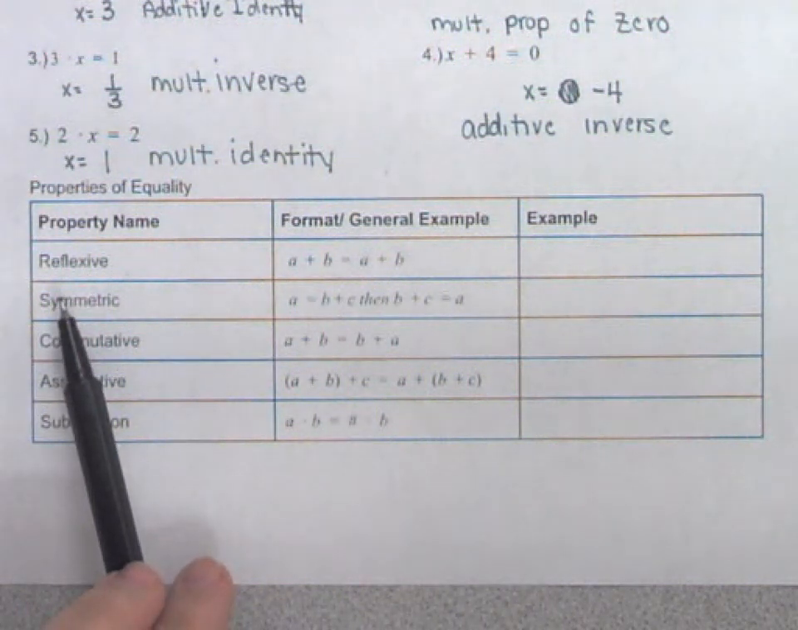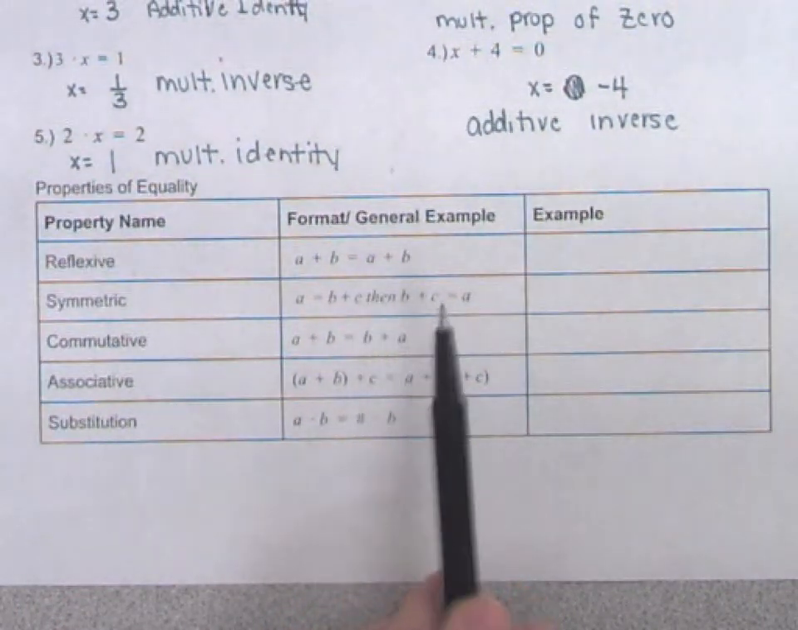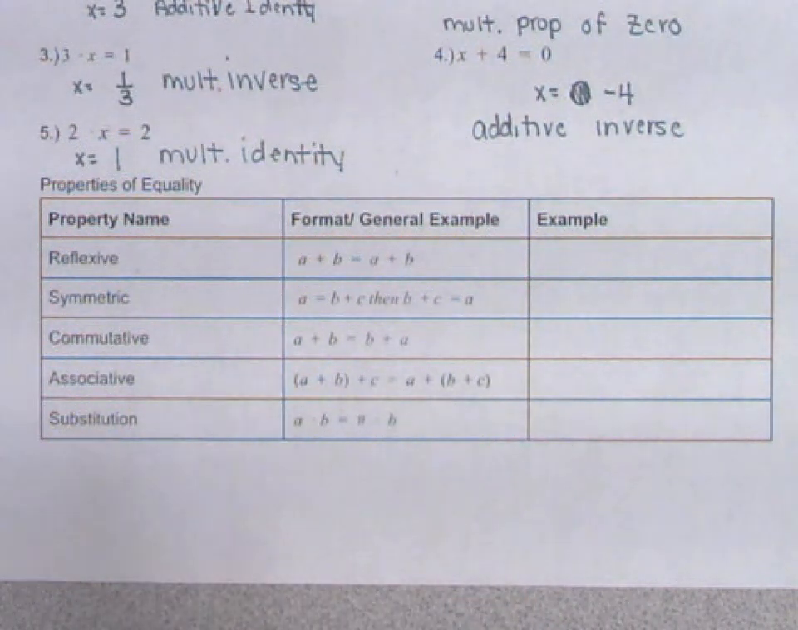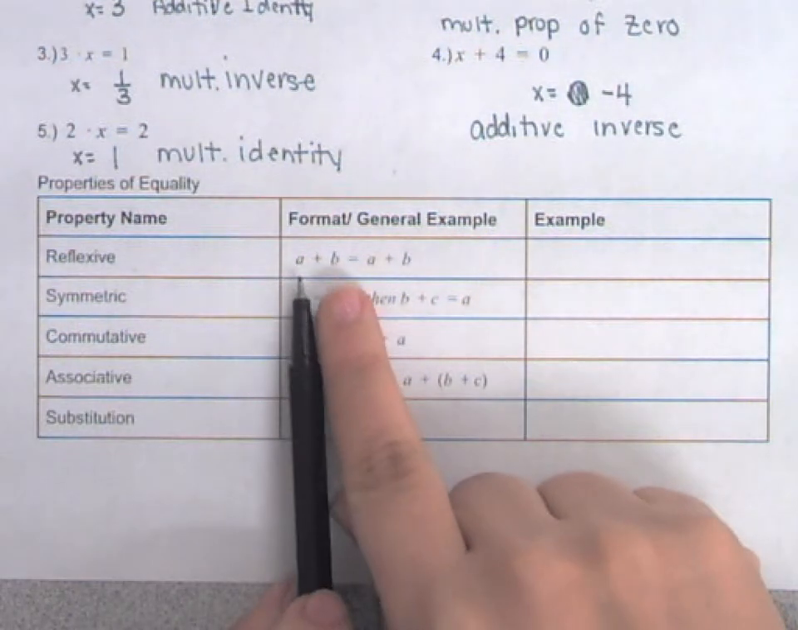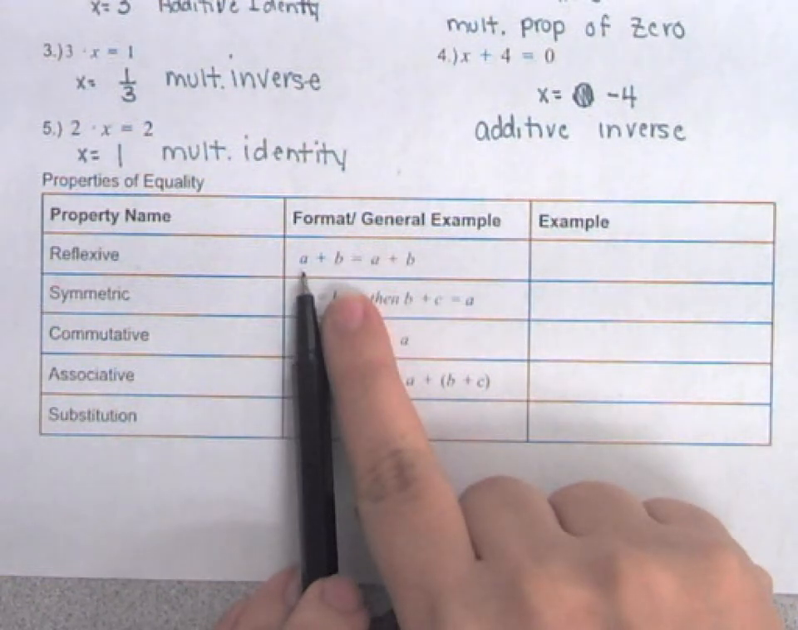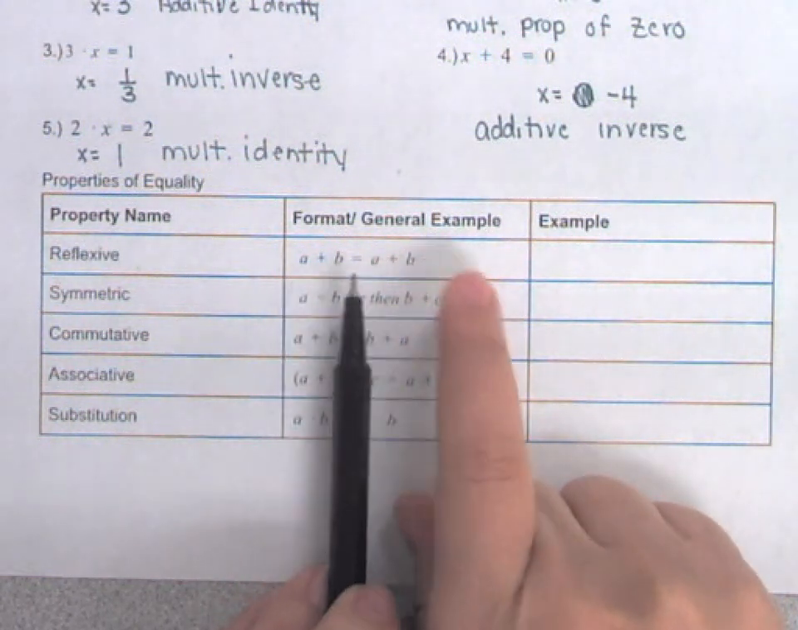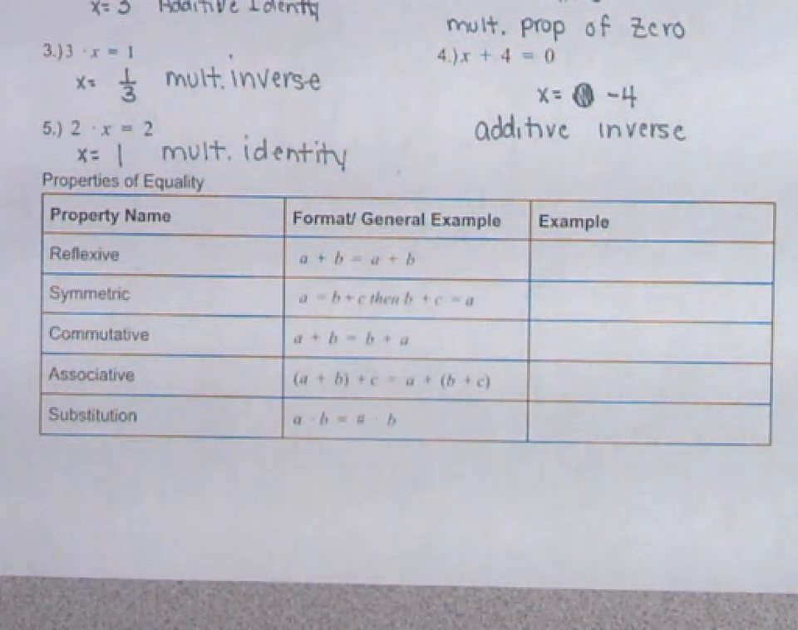So, reflexive. The format is a plus b equals a plus b. How I remember reflexive: reflexive sounds like the word reflection, reflect, you see where I'm getting that from. So I always remember when I look in the mirror, I see myself exactly the same. You see how the left side is exactly equal to the right side, on both sides of the equal sign. That's how I remember it. Reflexive means exactly the same on both sides.